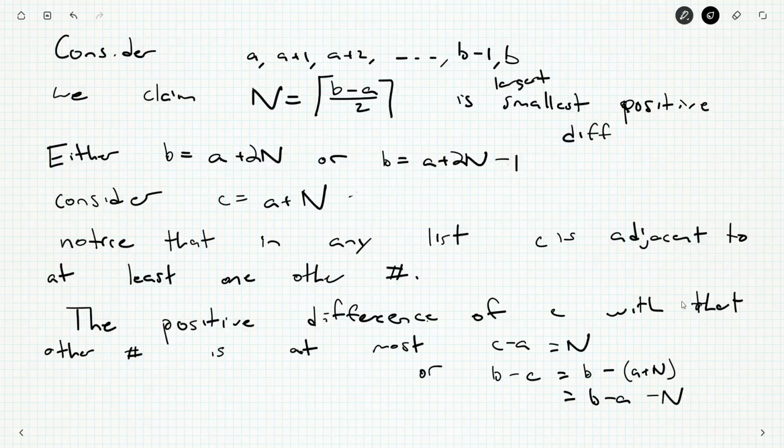But that's going to have to be less than or equal to B minus A minus B minus A over 2, which is B minus A over 2, which is less than or equal to n. So both of these differences must be at least n, right? Because n is a little more than half.